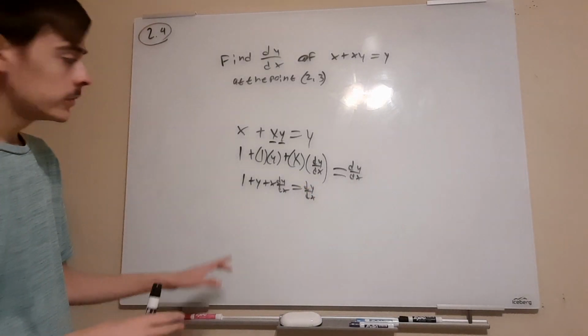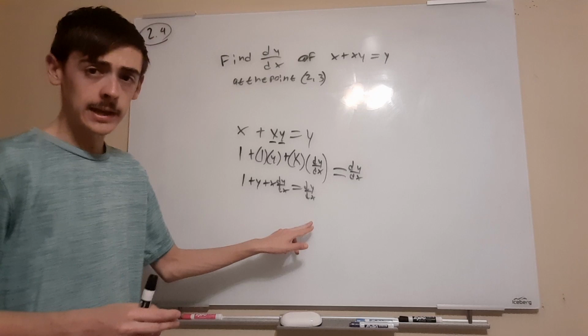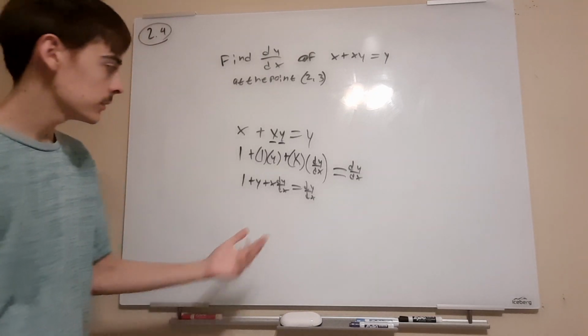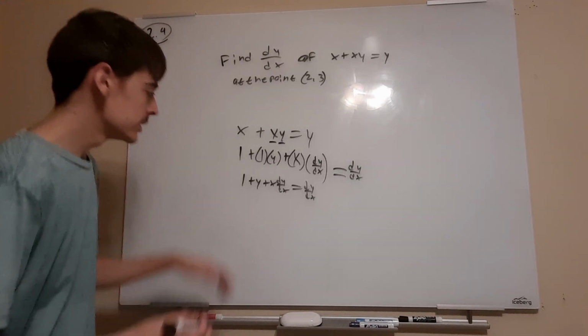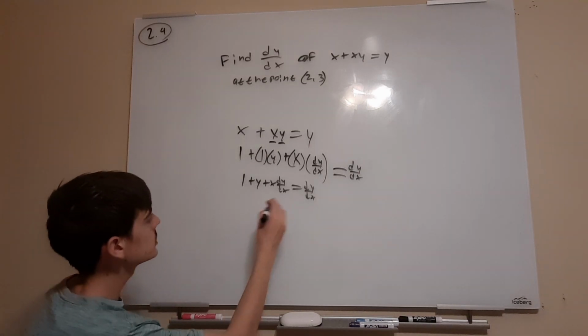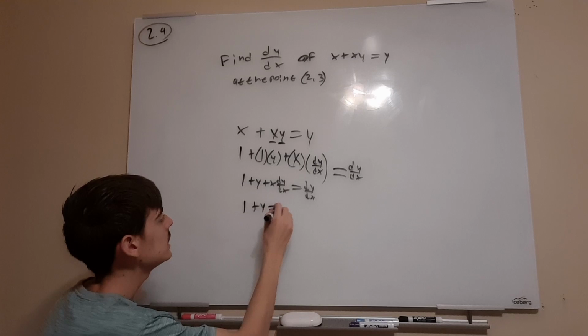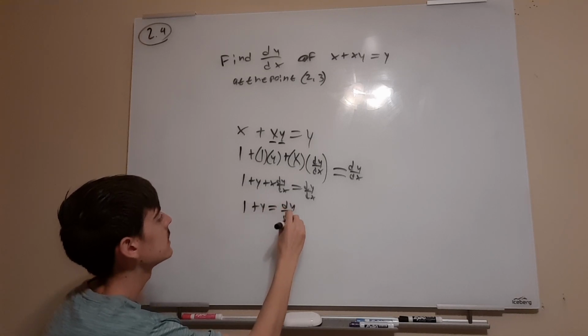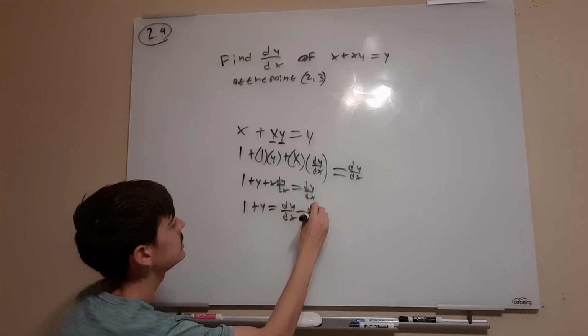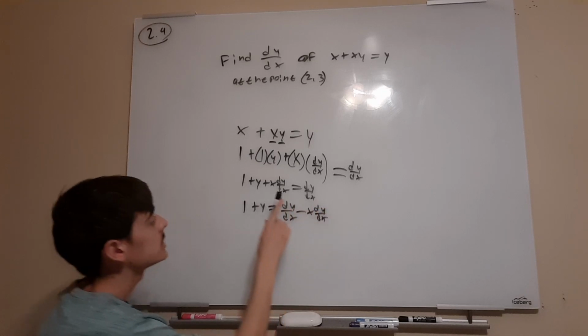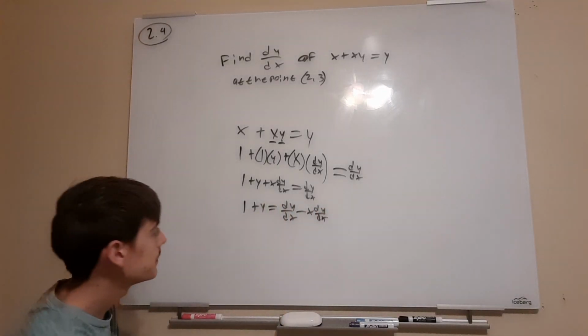So, this is something different. We have 2 dy/dx's this time. Typically, in the last 3 problems, we only had 1. So in this situation, let's first move all the dy/dx's to one side. So that will be 1 plus y equals dy/dx minus x dy/dx. We just subtract this x dy/dx to the other side.